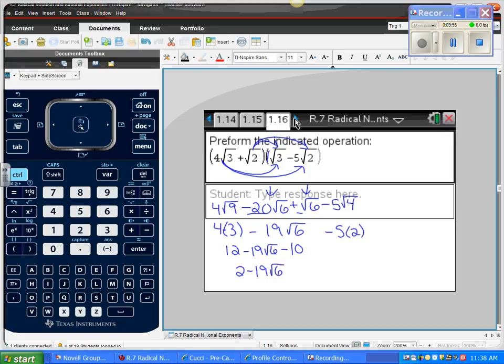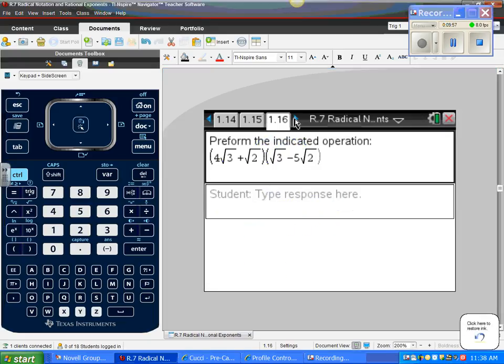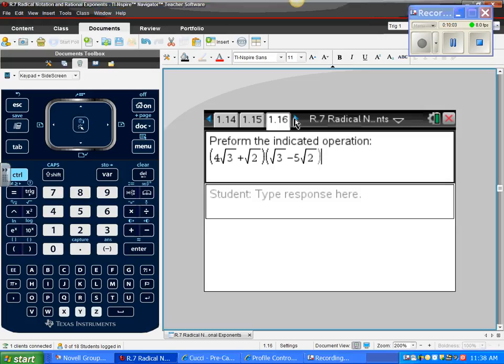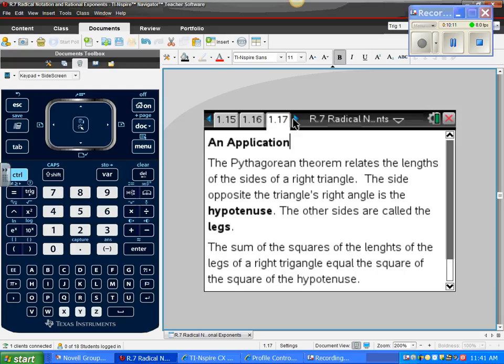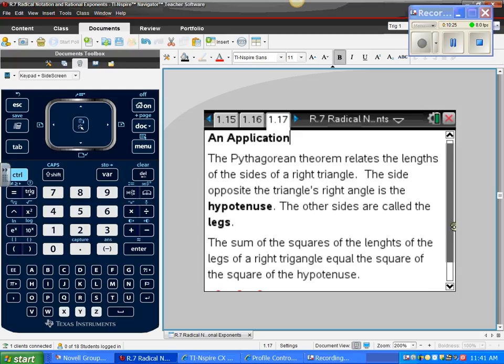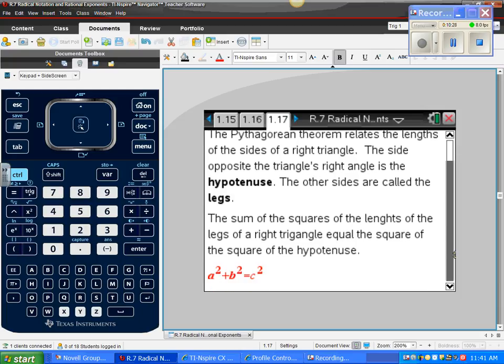Okay, next page. Let's try an application. The Pythagorean theorem relates the lengths of the sides of a right triangle. The side opposite the triangle's right angle is called the hypotenuse. The other sides are called the legs. The sum of the squares of the lengths of the legs of a right triangle is equal to the square of the hypotenuse. So that's your a squared plus b squared equals c squared.